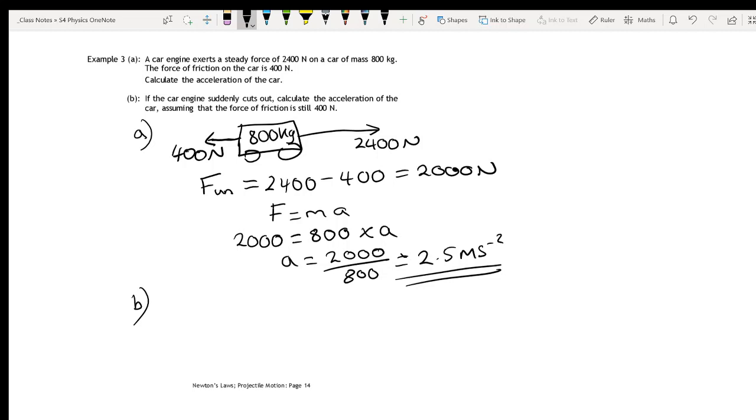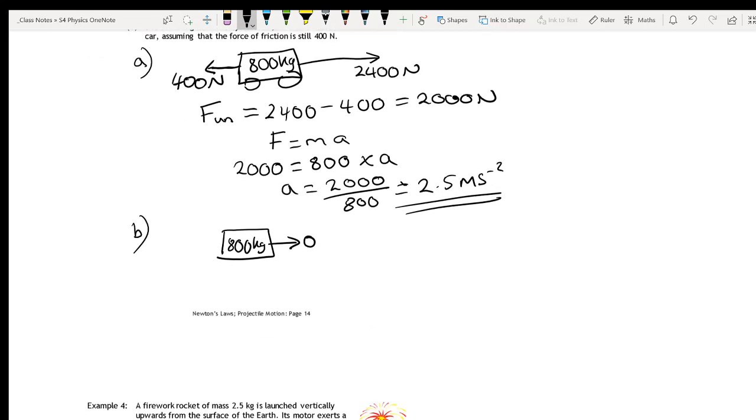Right, B. If the car engine suddenly cuts out, so the forward force goes down to 0, calculate the acceleration of the car assuming the force of friction is still 400. So this one, we've got our 800 kilogram car, but this time we've got 0 forward, and we've got 400 newtons back the way. So our unbalanced force, as Finlay rightly pointed out, would be 0 minus 400.